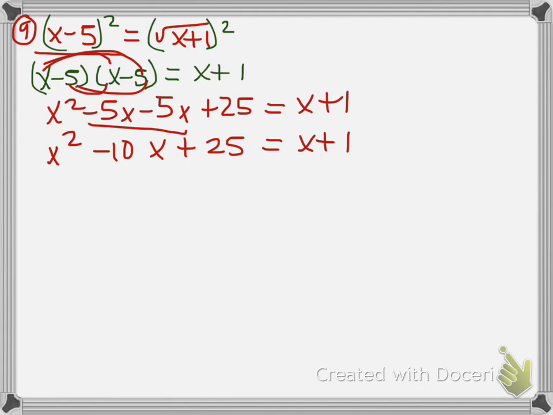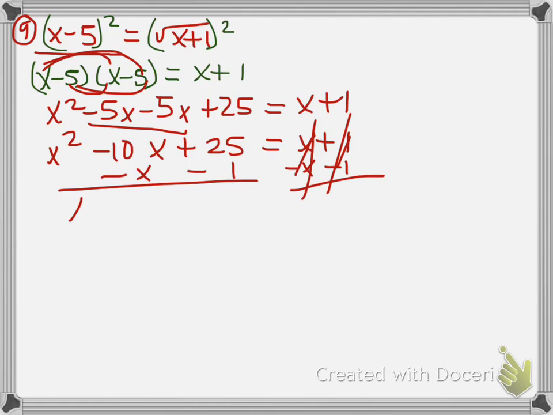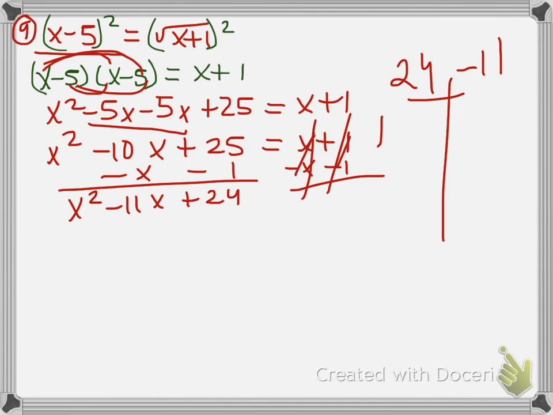We have to move everything to the left side to keep our x squared positive. So I must subtract x and also subtract 1. I'm moving both of them in the same step. So here these cancel, and I end up with x squared minus 11x plus 24. So we're looking for factors of 24 that add up to negative 11.